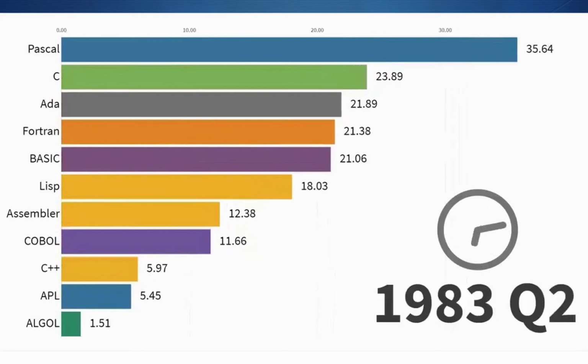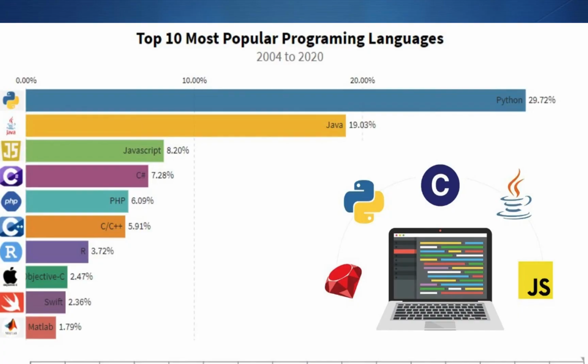And some of them are still used. It doesn't mean they're not used anymore. But there's a whole new breed of languages coming out. Here's the top 10 most popular in 2020. And you can see Python has really taken a lead here in front of Java. Java for many years was out in front.